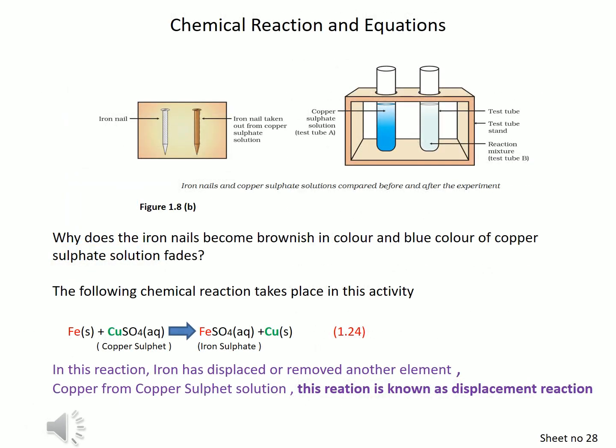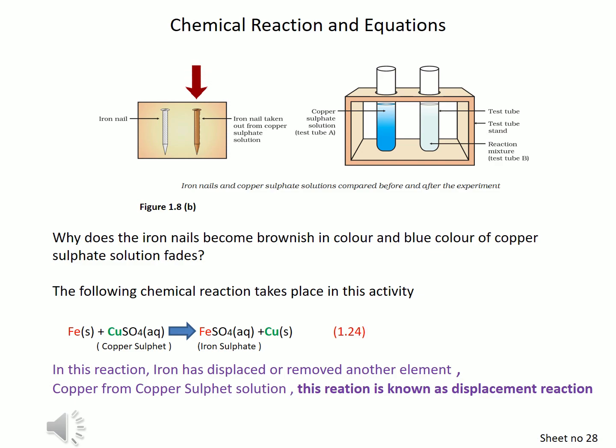Now let us see further. This is figure 1.8b. We have taken test tubes A and B, which are kept for comparison. Then again these are two nails. One nail we have kept aside for comparison purpose, and this is a nail which we have removed from the test tube. Now what are the observations?